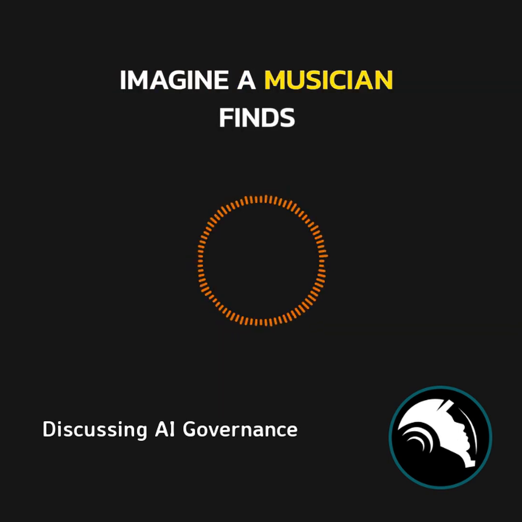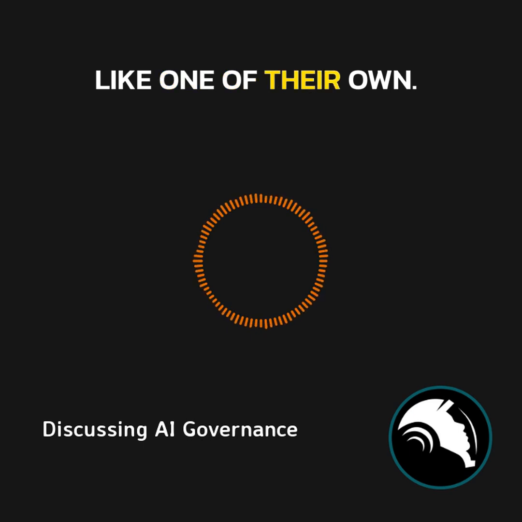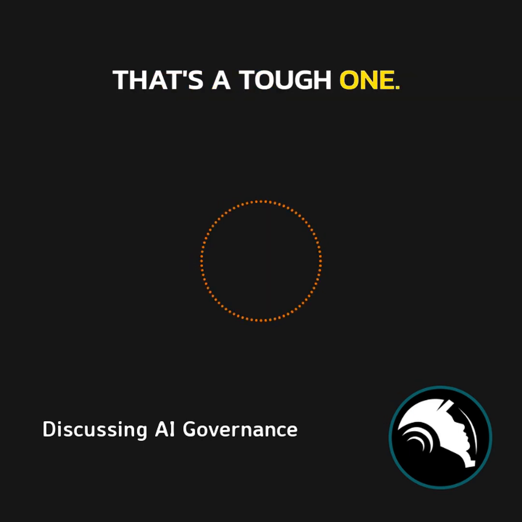Like, imagine a musician finds out that an AI has created a song that sounds almost exactly like one of their own. Oh, wow. Yeah, that's a tough one. How do you even determine if AI has infringed on a copyright?